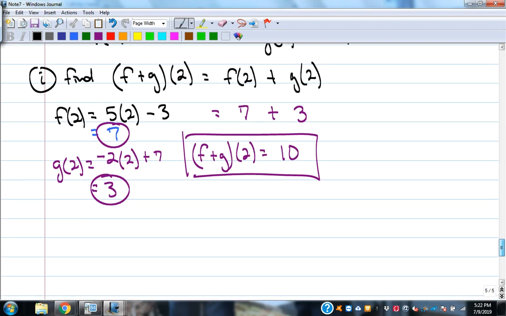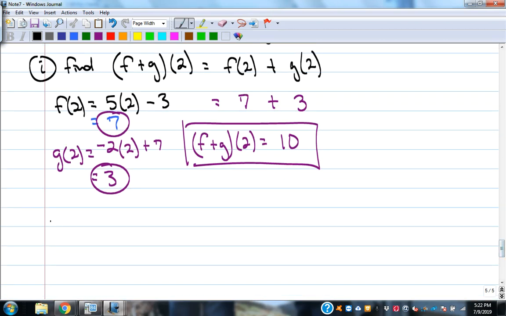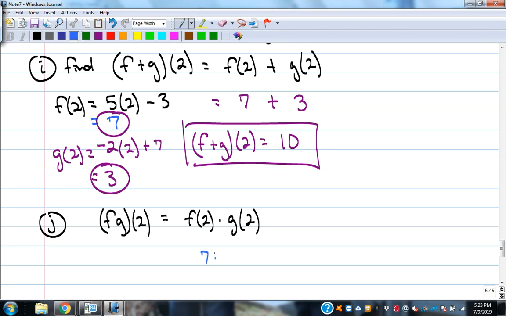Okay. Same idea if I ask you to do f times g of 2. Let's take f of 2 and multiply it times g of 2. We already know what those are. We know f of 2 is 7, and we know g of 2 is 3. 7 times 3 would be 21. So f times g of 2 is equal to 21.